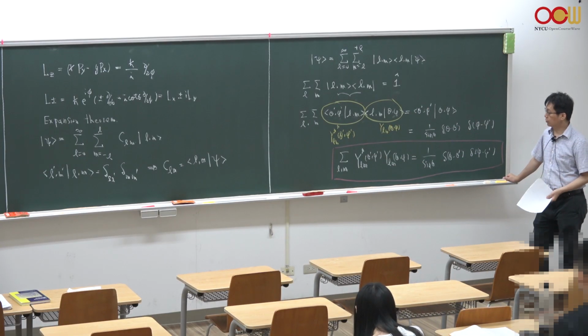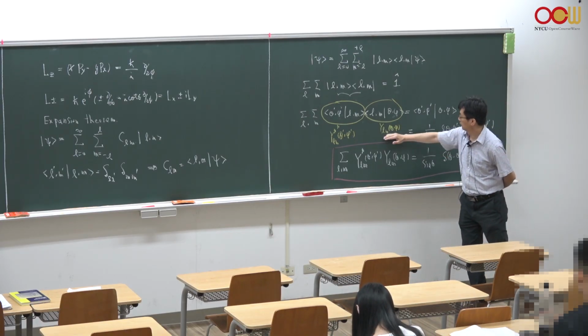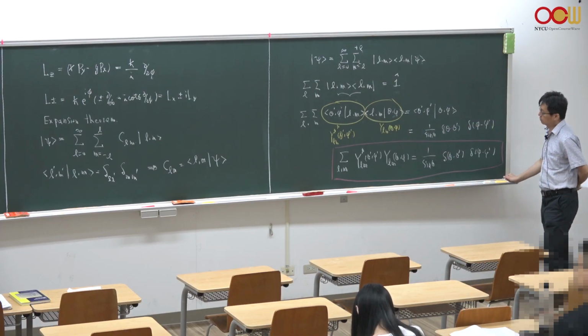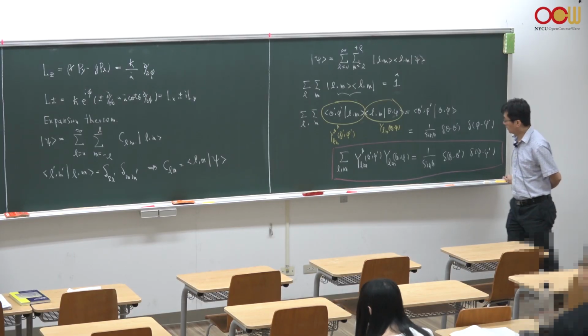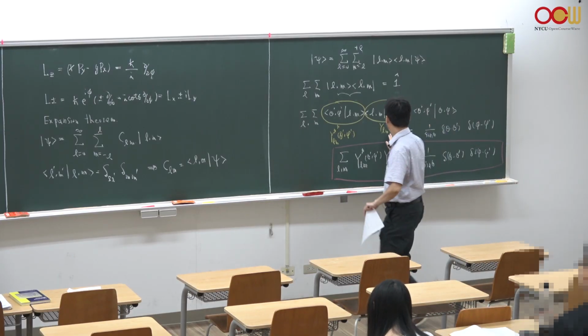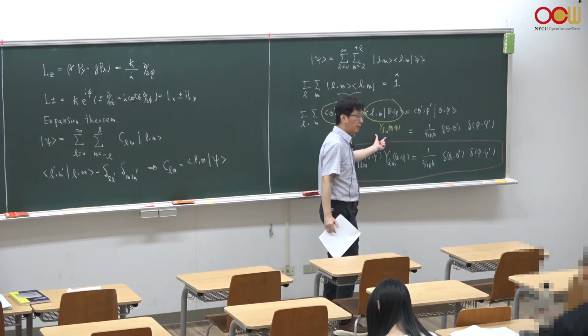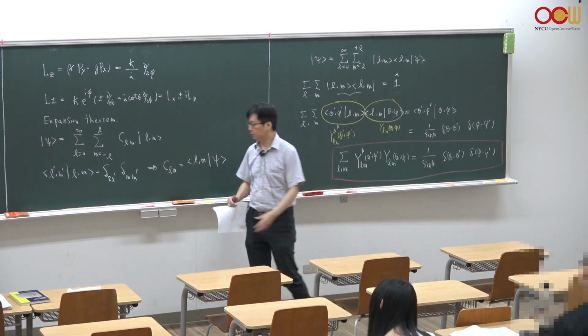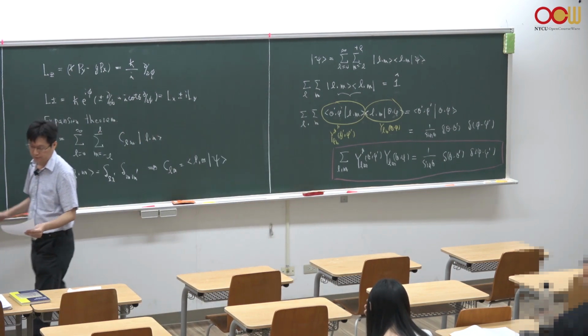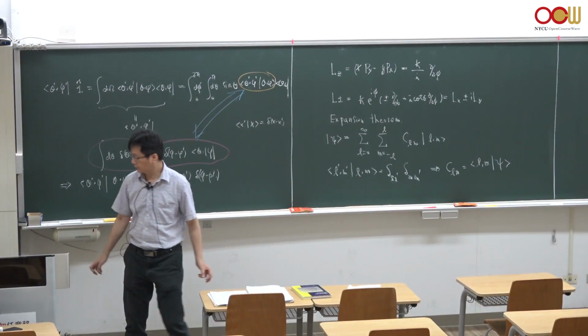Our next step is to work out this YLM. So what is YLM? We don't know what that is at this point, but we will calculate YLM by solving this eigenvalue equation for the angular momentum operator in spherical coordinates. Let's take a short break.